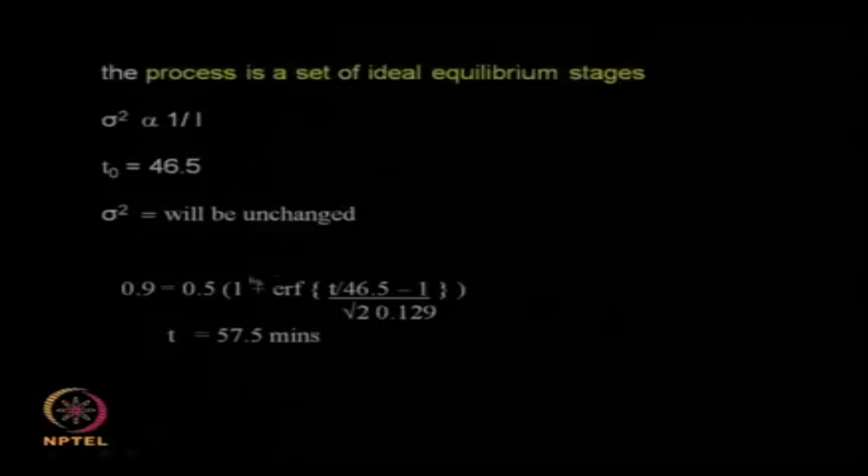So when you substitute that into the yield equation, if you remember, yield is equal to 0.5 into 1 plus error function of T by T naught minus 1 divided by square root of 2 into sigma, you will get a new time. So we saw 3 different situations depending upon what is controlling.